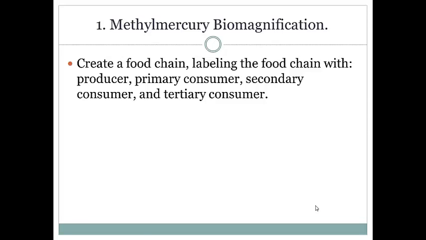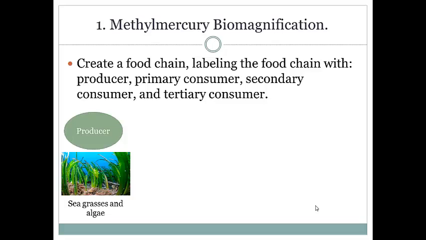tertiary consumer. So at the bottom of our food chain is our producers. In this particular example, these are going to be seagrasses and algae. So these are photosynthetic organisms that use sunlight to make food. The arrow goes in the direction of the energy flow.